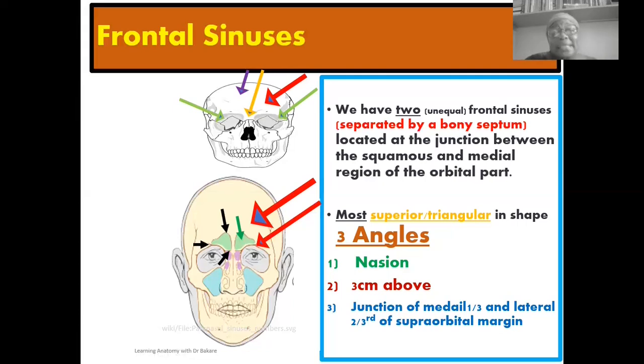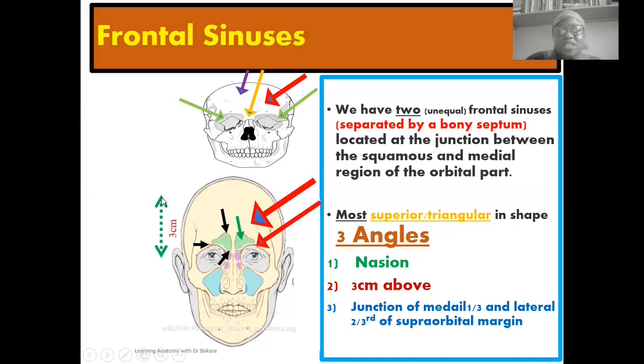If you try to link these 3 points together, then you can have the surface marking or the projected site where the frontal sinus will be located. So you have the point here at the nasion. You make 3 centimeters up above it to this point.